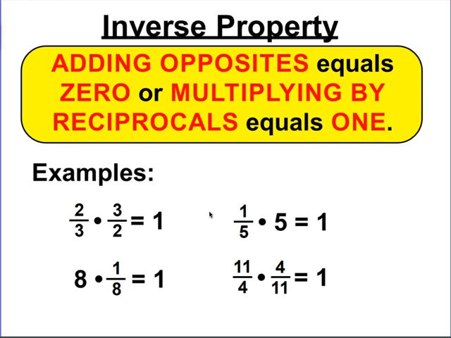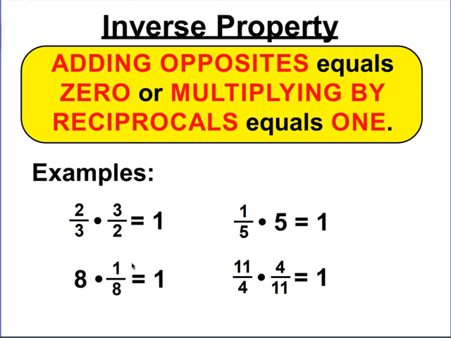Same thing with reciprocals. So the top one here, 2/3 and 3/2, you flip the fraction. The reason this property works is that if you do 2 times 3, you get 6. If you do 3 times 2, you get 6. 6 over 6 equals 1. Same thing with this one here. If you multiply, you're going to get 44 over 44, which equals 1.